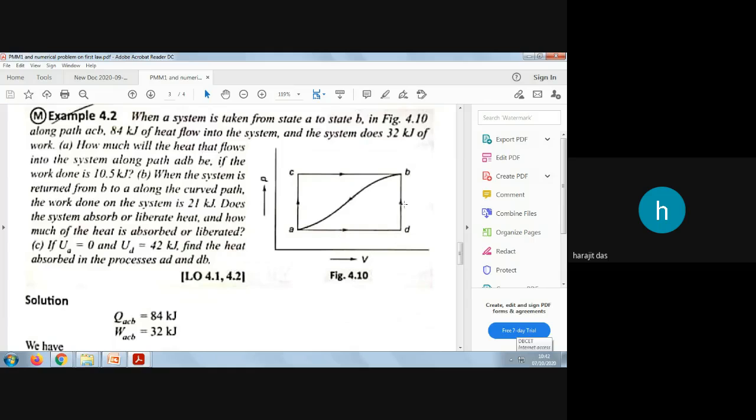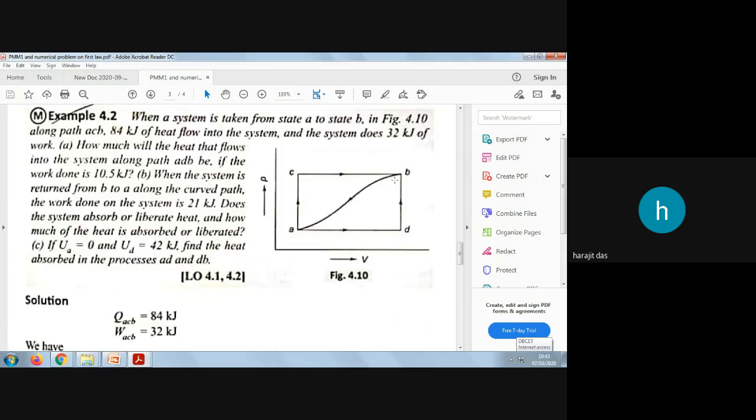If you go by this part, Q will be different, W will be different. If you go by that part, Q will be different, W will be different, but one thing will remain constant. That is why we can write the first law of thermodynamics.